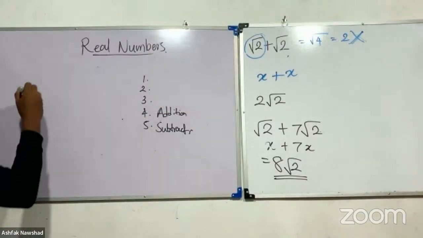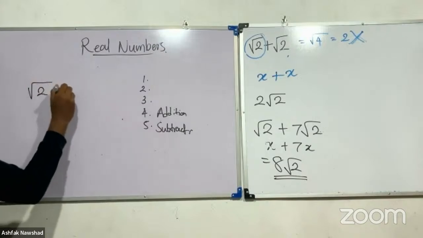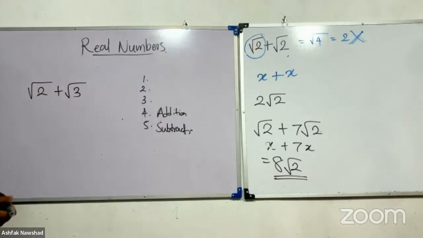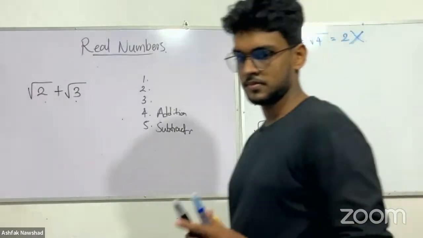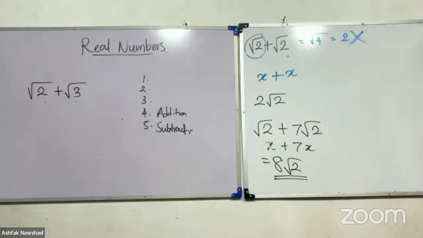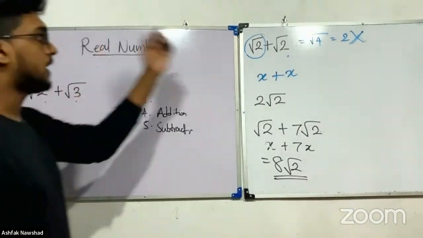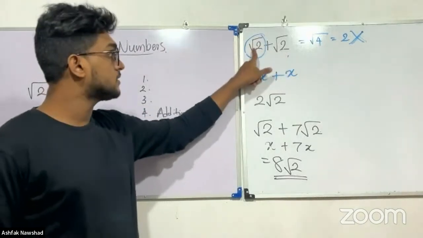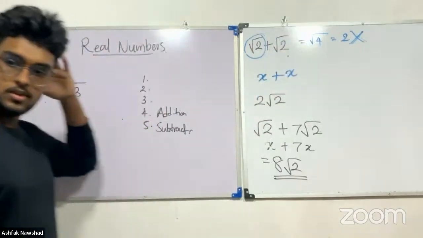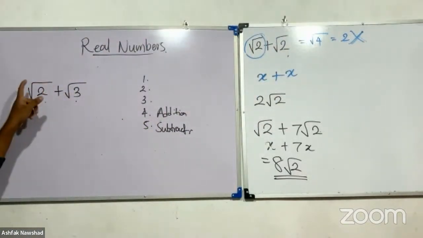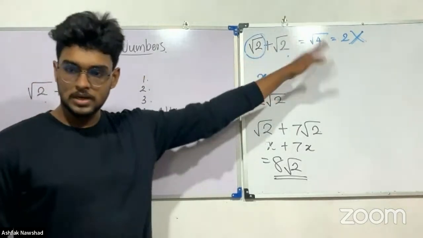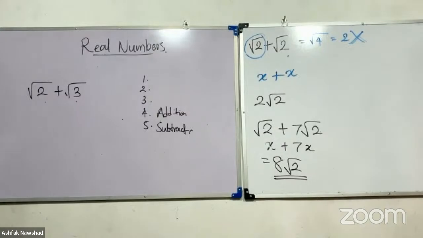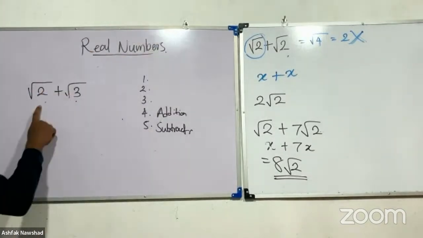Now let's come to this. Look at this example: root 2 plus root 3. I'm asking you a quick question. Can we add these two? Exactly. We cannot add them, because we cannot even add the like ones. Root 2 plus root 3 doesn't become root 5. You very well know that. So I proved it to you: two irrational numbers cannot be added in a general way.